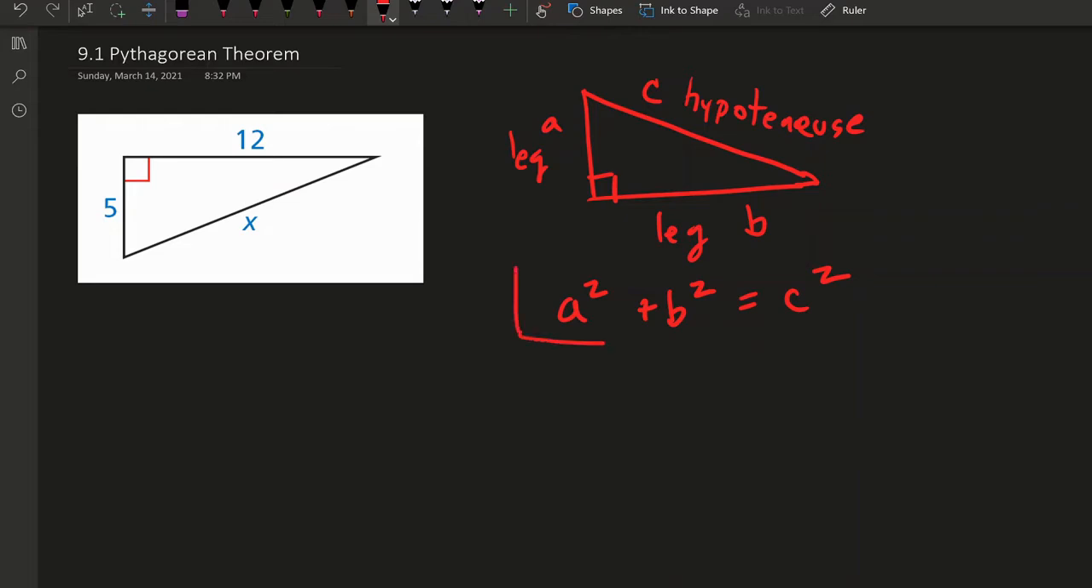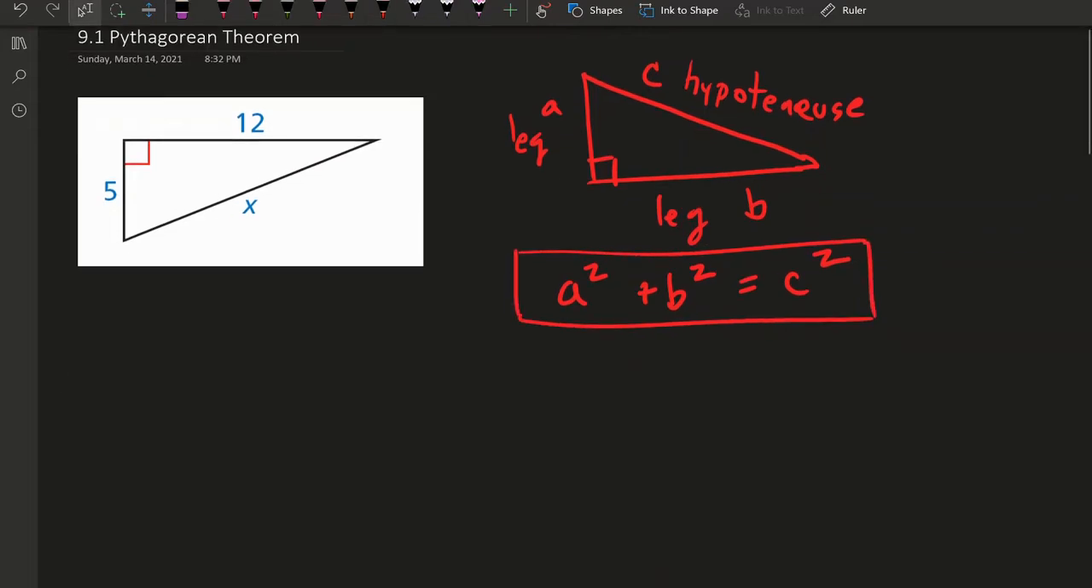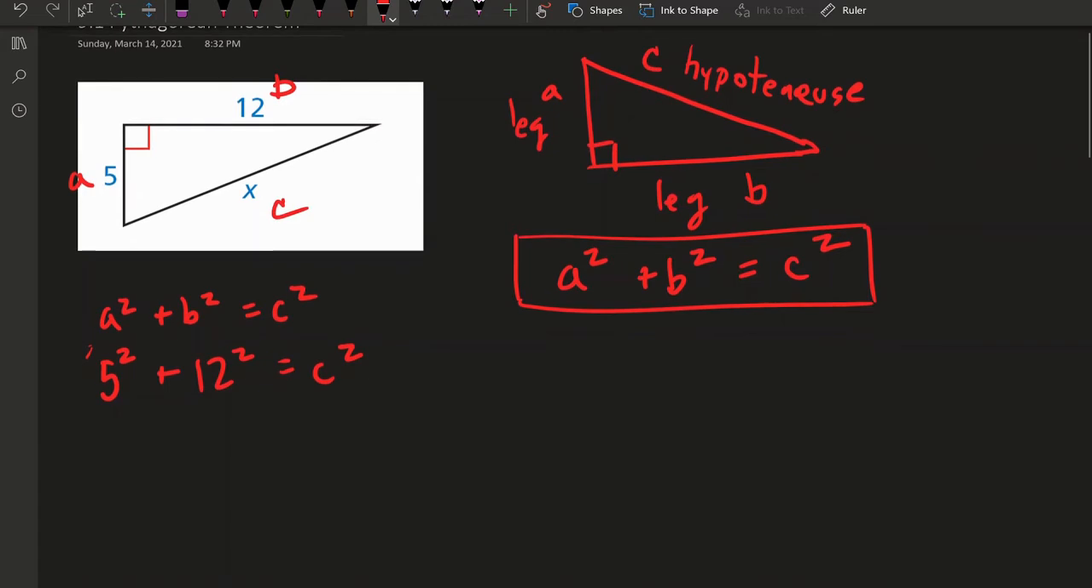So this is a nice, easy to remember formula that we can apply. In this one I could call A 5 and I could call B 12. They are interchangeable. I don't need to worry about keeping A and B straight. But C does need to be the longest side. So A squared plus B squared is equal to C squared, or in this case, 5 squared plus 12 squared is equal to C squared. And now we can just solve.